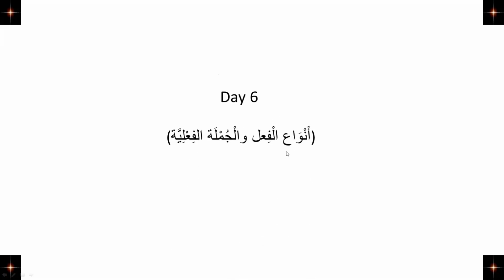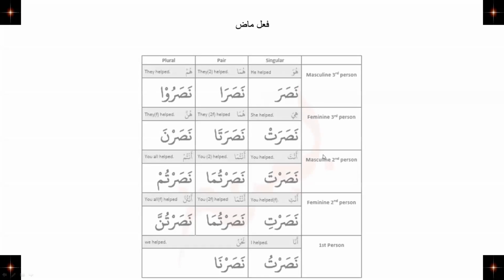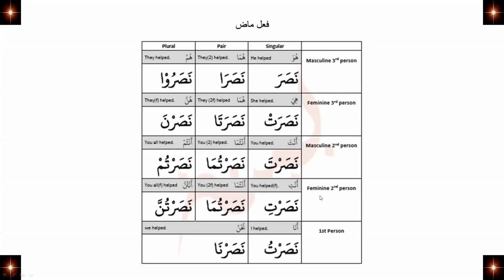Because what we need most in every verbal sentence is the action and the doer. When I say akala, it means he ate. So there's a fi'l and fa'il. That's why we say every fi'l is a sentence. You cannot talk about fi'l without making sure we understand what jumla fi'liya is. Good. Now fi'l maadhi. This is what you have in your handout.